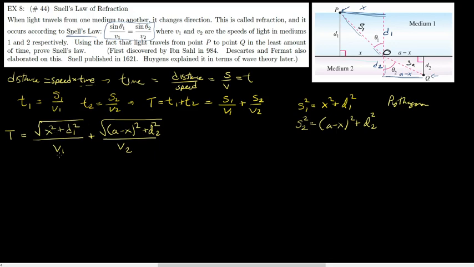Notice it depends on a whole bunch of things here. It depends on x, d1, v1, v2, d2, and a. A is actually the distance from this point all the way to here, but it doesn't matter. A is fixed, right? So let's be clear here about what's fixed and what's not. A, D1, D2, V1, and V2 are all constants. They're all numbers. The only thing that's allowed to change here is x.